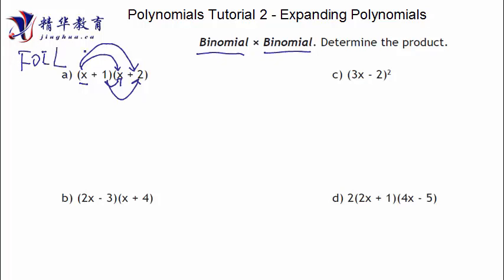If you haven't heard this word, just learn it right now. FOIL. Expanding polynomials, just FOIL them in. I will show you how to do that right now. So it'll be x times x is x squared. x times 2 will be 2x. 1 times x will be x, and then 1 times 2 will be 2.